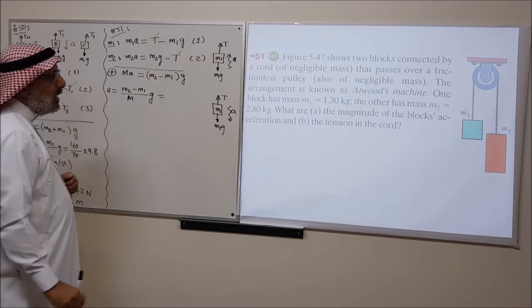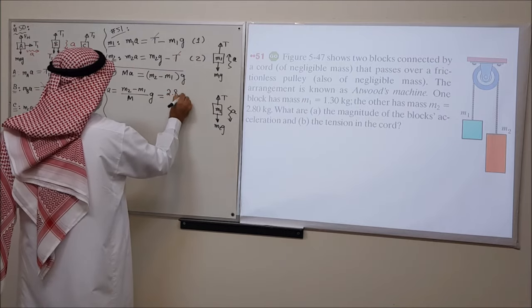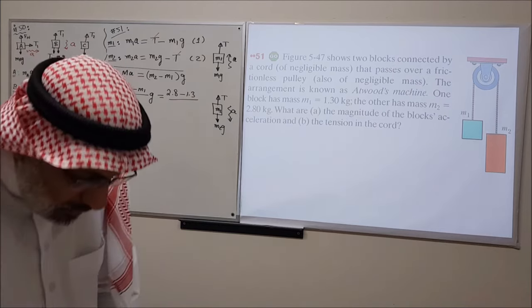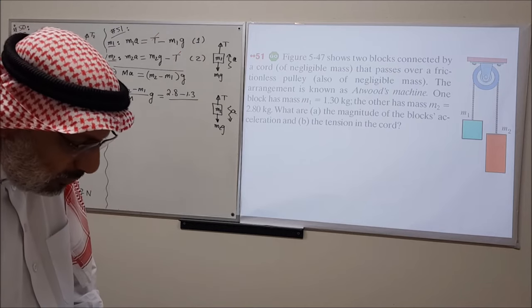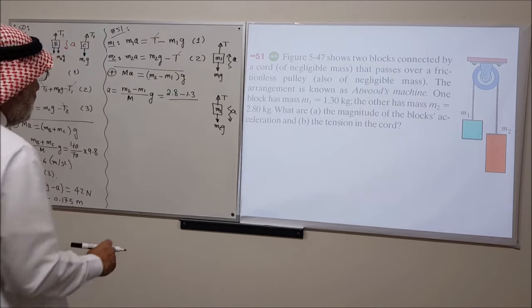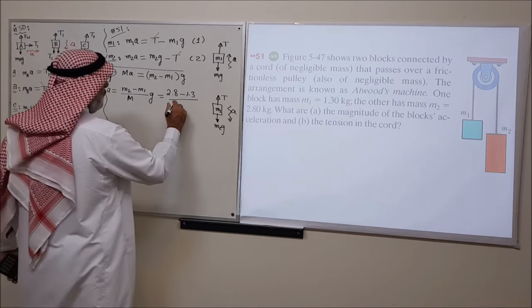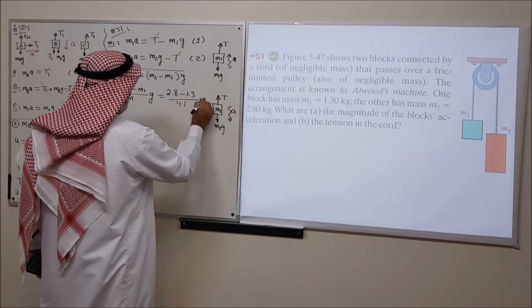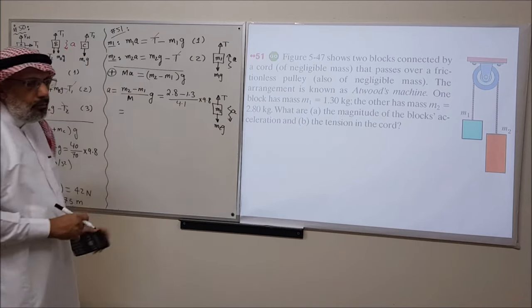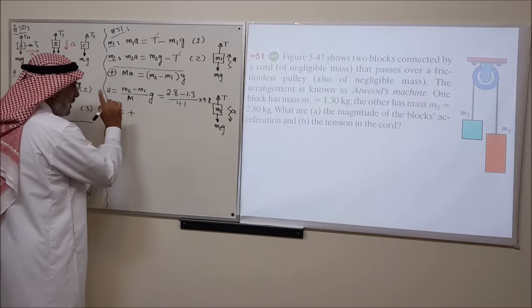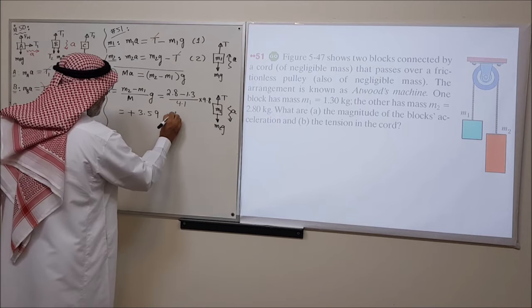This is equal to M2, 2.8, minus M1, 1.3, divided by the sum of the two masses. This is problem 51. The sum of the two masses, 2.8 plus 1.3, will be 4.1, and the whole thing is multiplied by 9.8. So the acceleration of the system is equal to 3.59 meters per second squared.